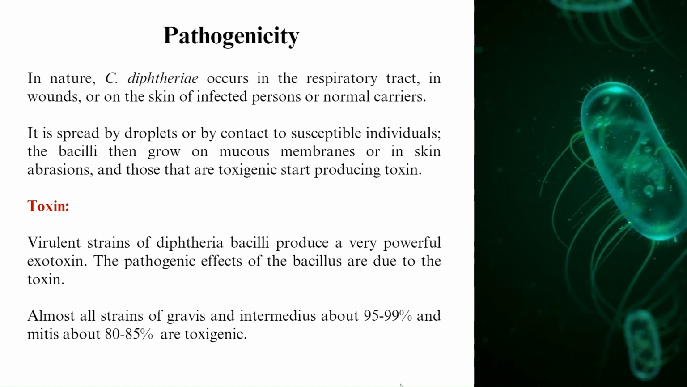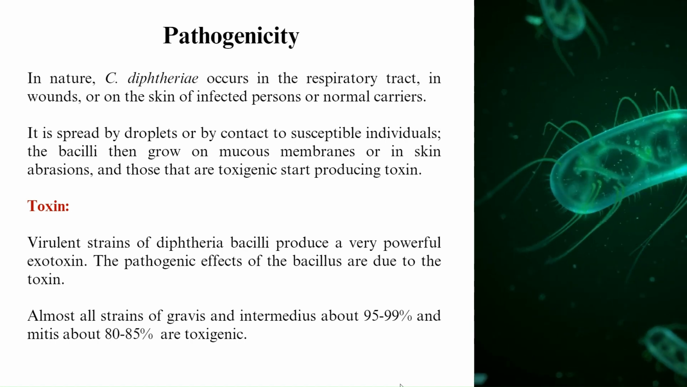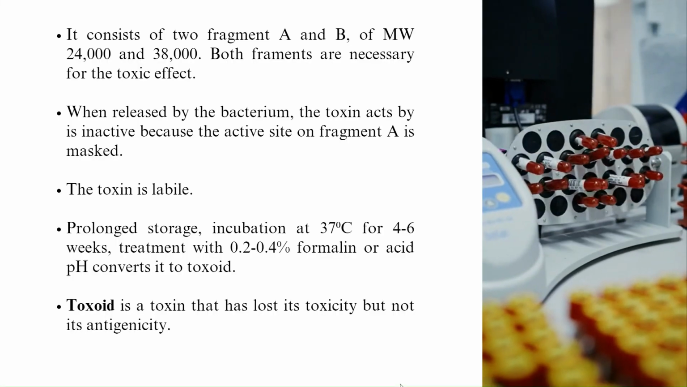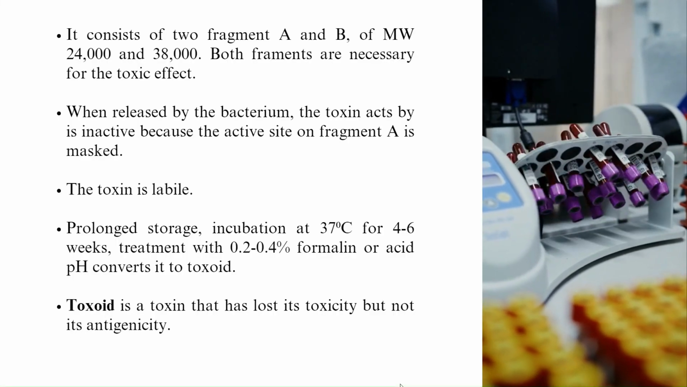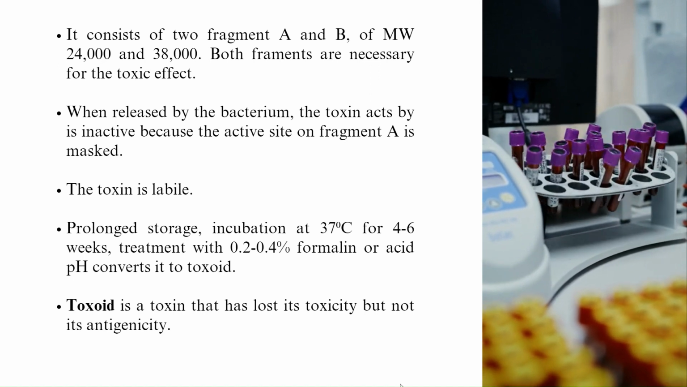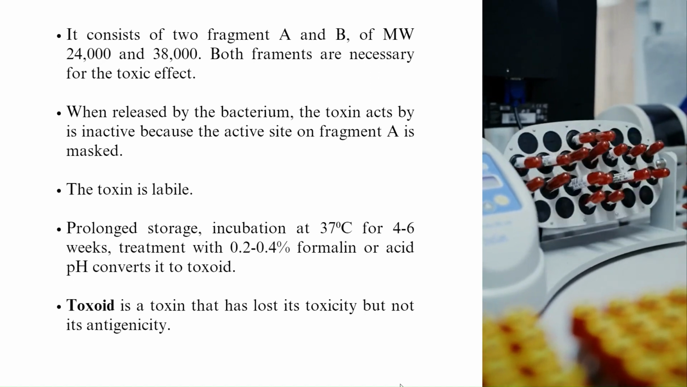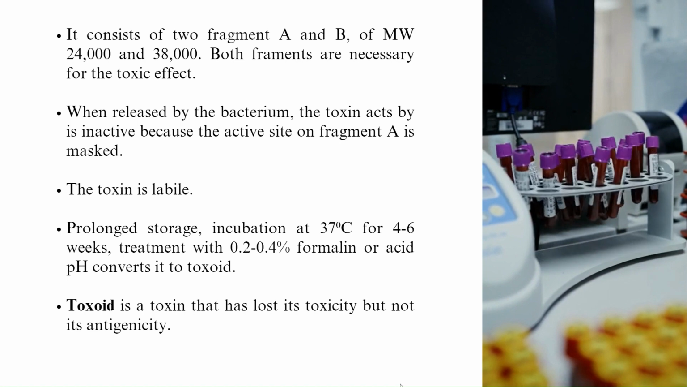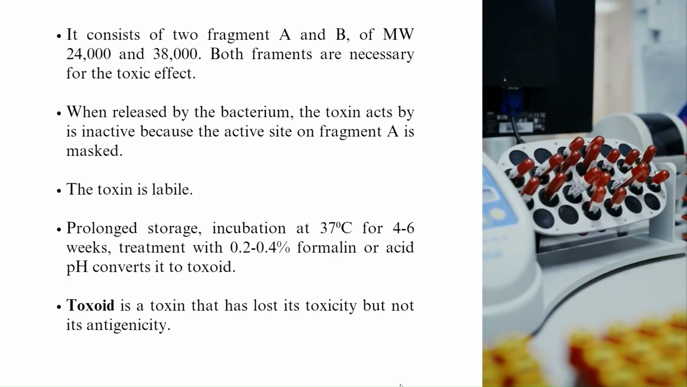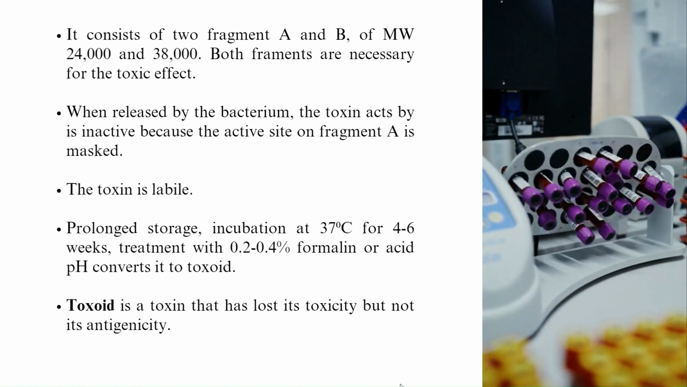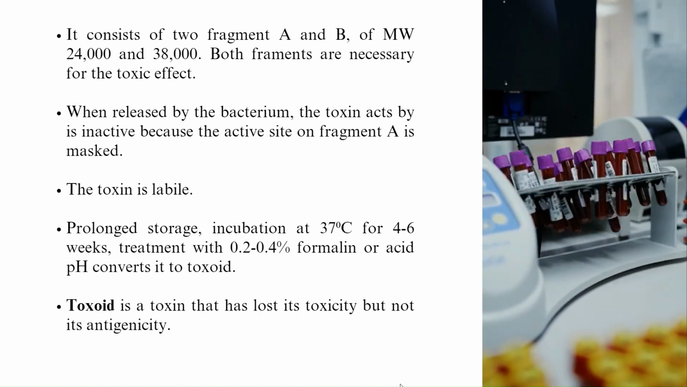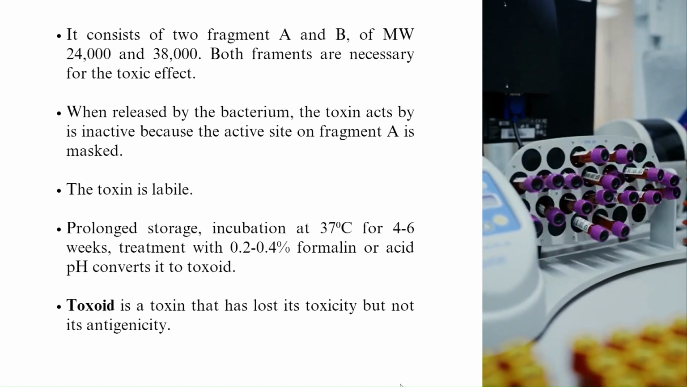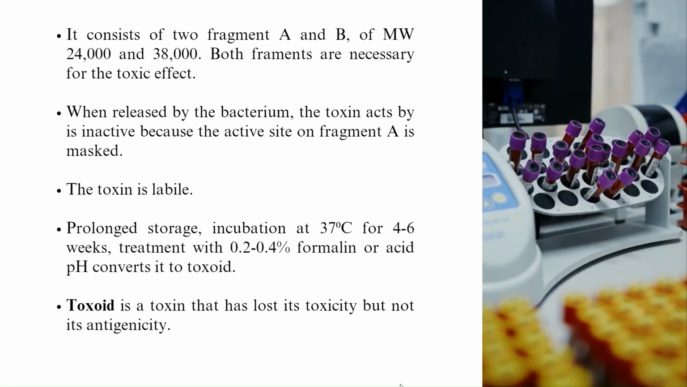Almost all strains of gravis and intermedius, about 95 to 99%, and mitis, about 80 to 85%, are toxigenic. The toxin consists of two fragments, A and B, of molecular weight 24,000 and 38,000. Both fragments are necessary for the toxic effect. When released by the bacterium, the toxin is inactive because the active site on fragment A is masked. The toxin is labile. Prolonged storage, incubation at 37 degrees Celsius for 4 to 6 weeks, treatment with 0.2 to 0.4% formalin, or acid pH converts it to toxoid. Toxoid is a toxin that has lost its toxicity but not its antigenicity.